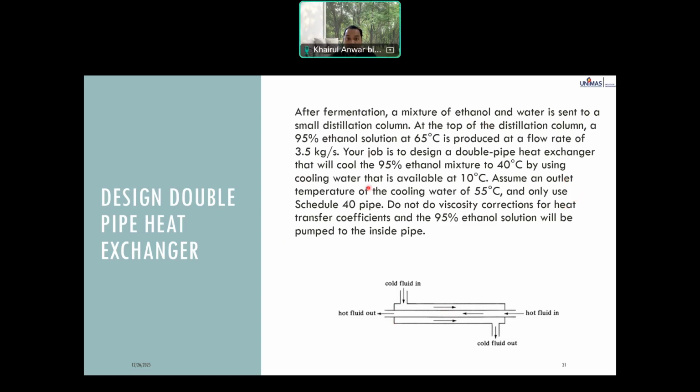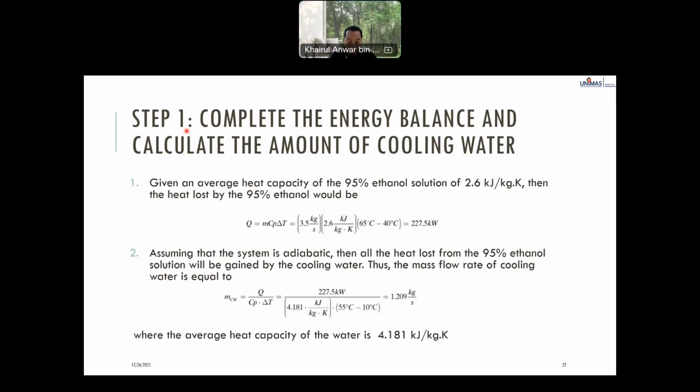So it's a double pipe situation. Vertical in, vertical out, vertical in, vertical out. Step 1: complete the energy balance and calculate the amount of cooling water.